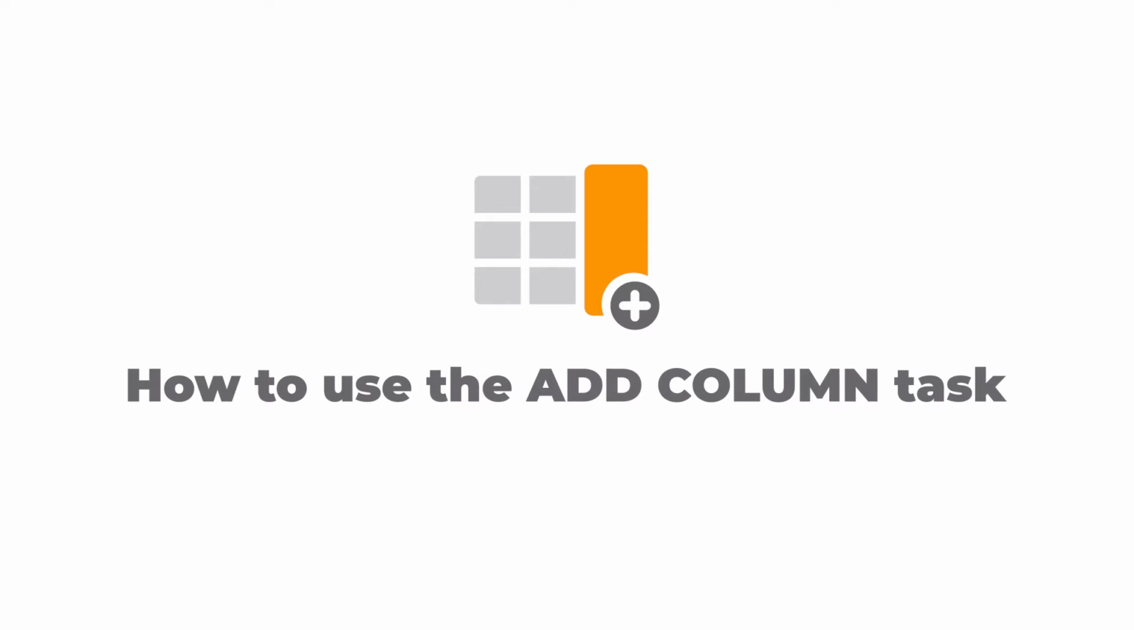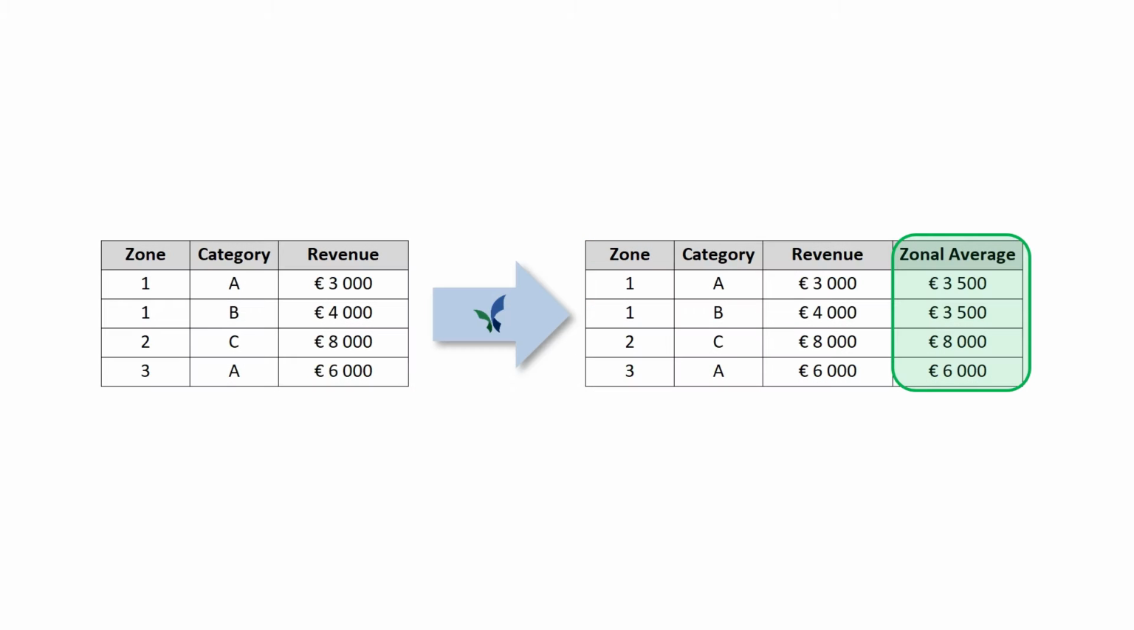In this video, we will show you how to use the Add Column task in ZippyDoc. Add Column can be used to append a new column to a data table. The column can either be blank, contain a default value, or contain numerical or text calculation.